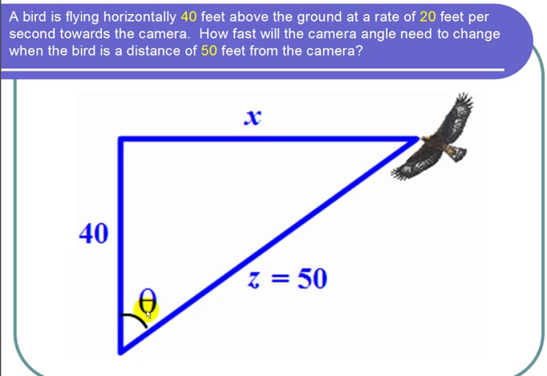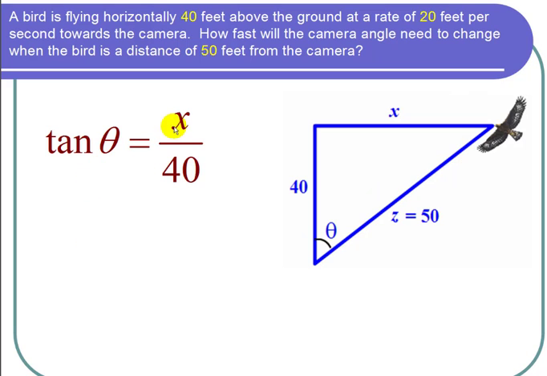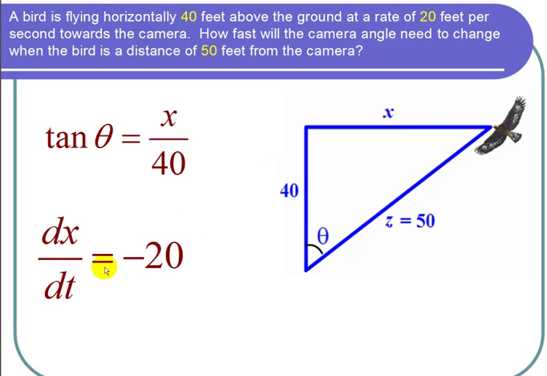With this triangle, let's relate the angle theta and the distance x. And we can do that because the tangent of theta is always equal to the opposite x over the adjacent 40. So we get tangent theta equals x over 40. Now notice that the bird is flying 20 feet per second towards the camera. The bird is flying along this line segment, so that means that's how much x is changing. So we can say dx over dt equals negative 20.